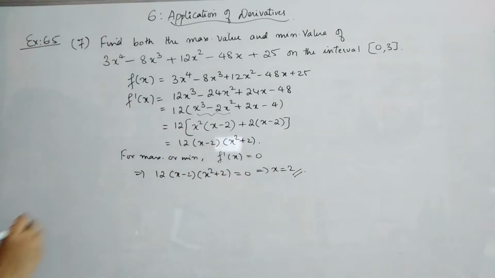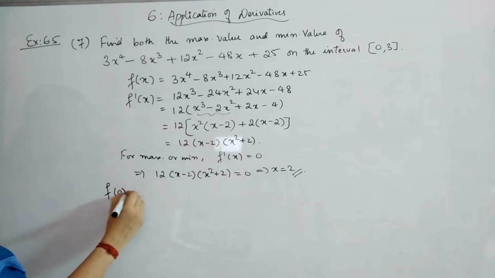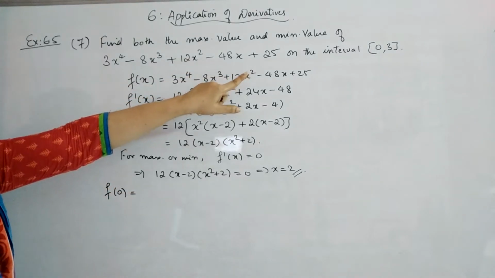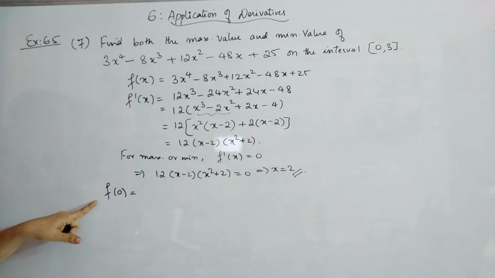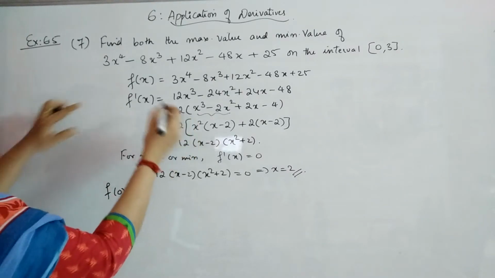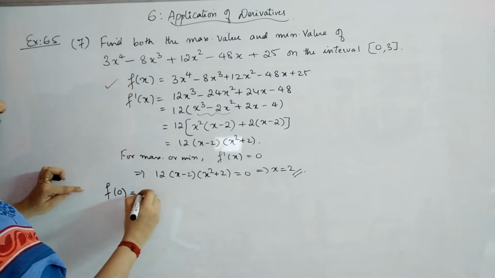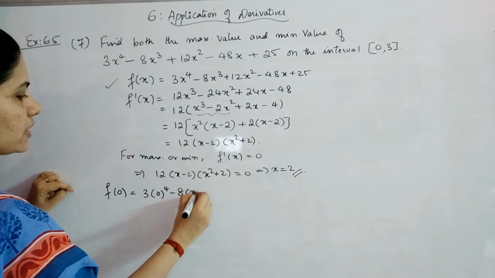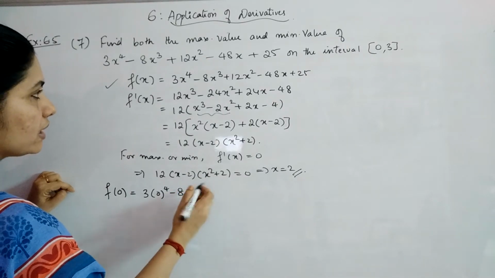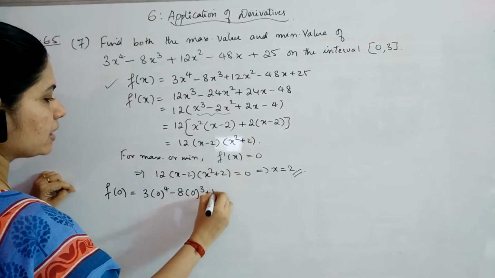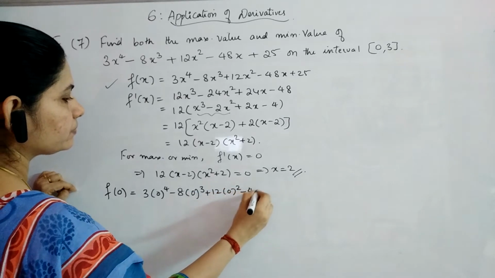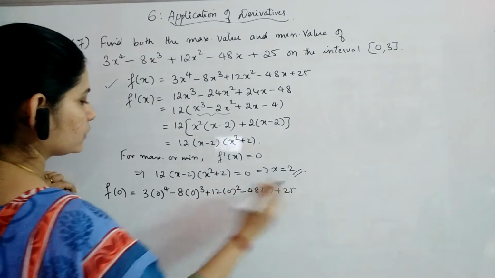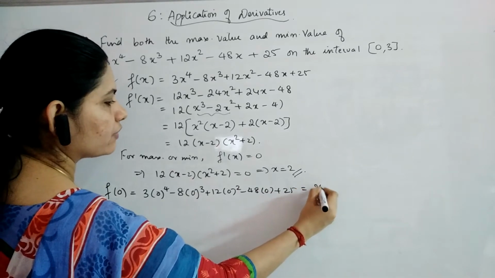Okay. Now we have to check f of 0. In the interval, you just see it is closed interval 0, 3. So f of 0, f of 2 and f of 3 we have to check in the function. So f of 0 is 3 into 0 raised to 4 minus and so on. This will give you in total only the constant number. Remaining will become 0, so all these are 0 and you will get 25 here.